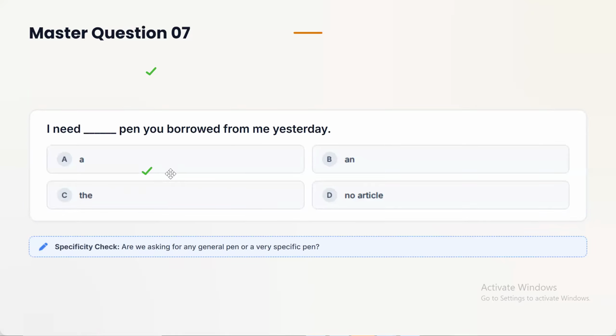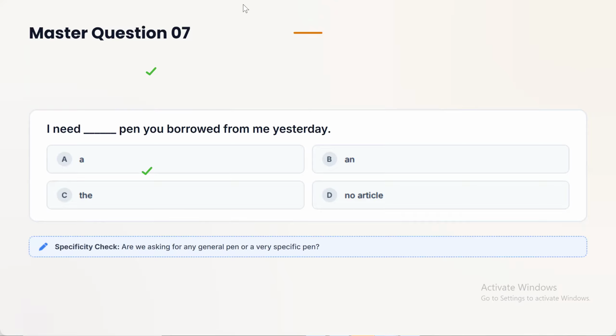Okay. Peculiar said, see the pen. Why is it the pen? I need the pen you borrowed from me yesterday. So can someone explain the reason why it's the pen, not a pen?